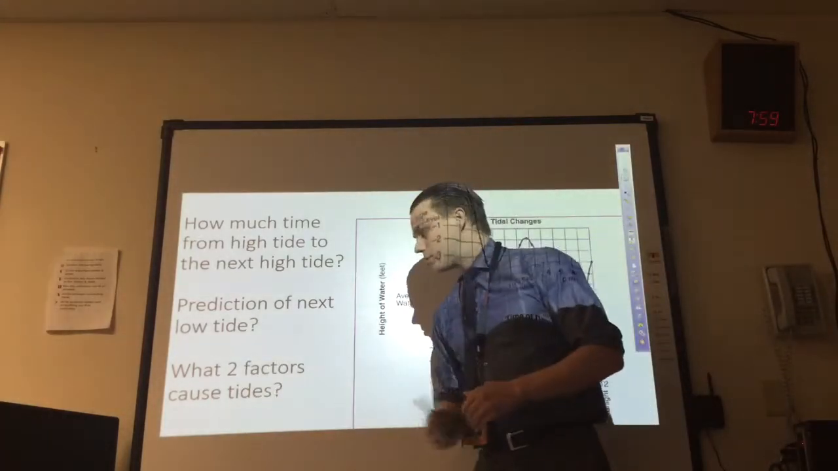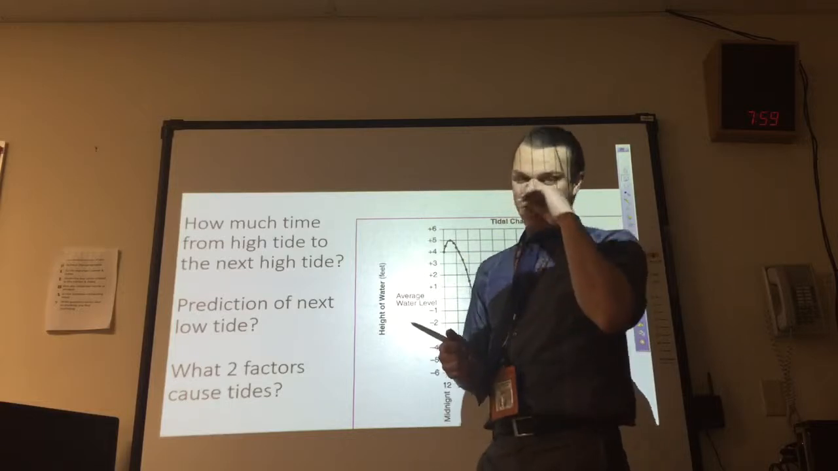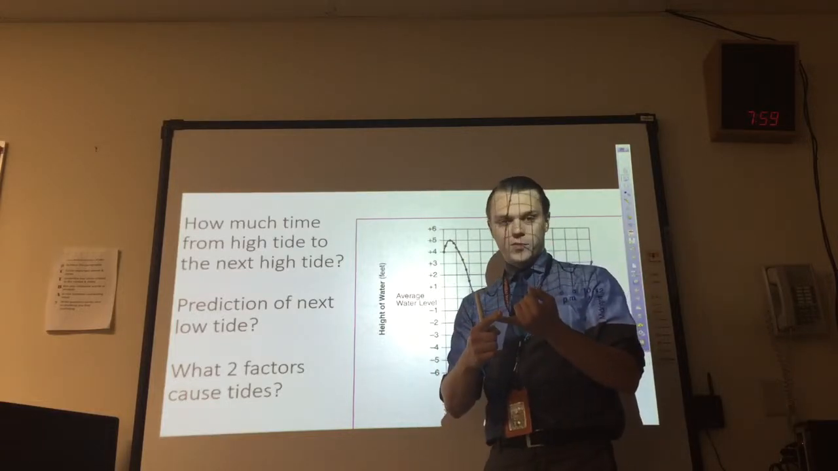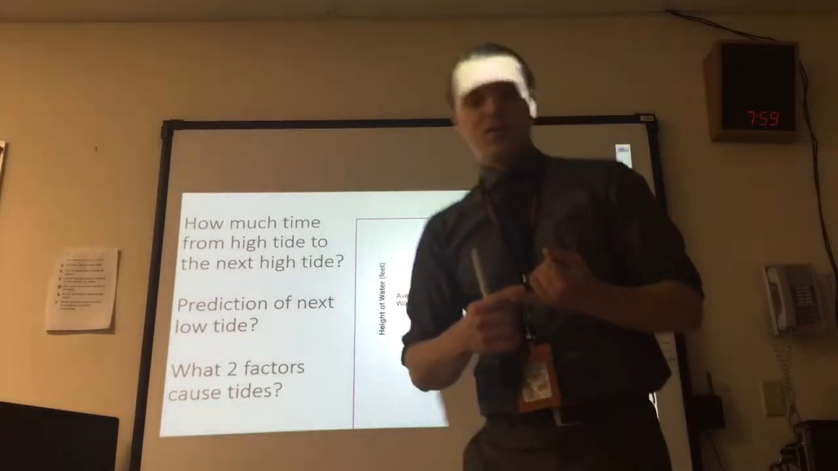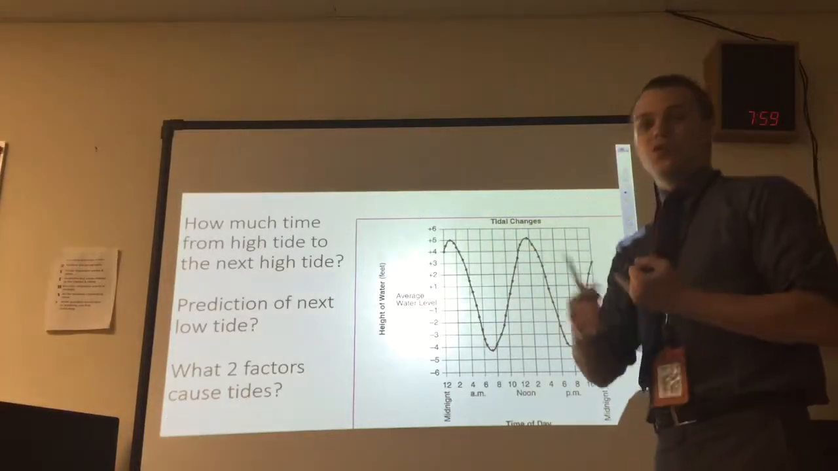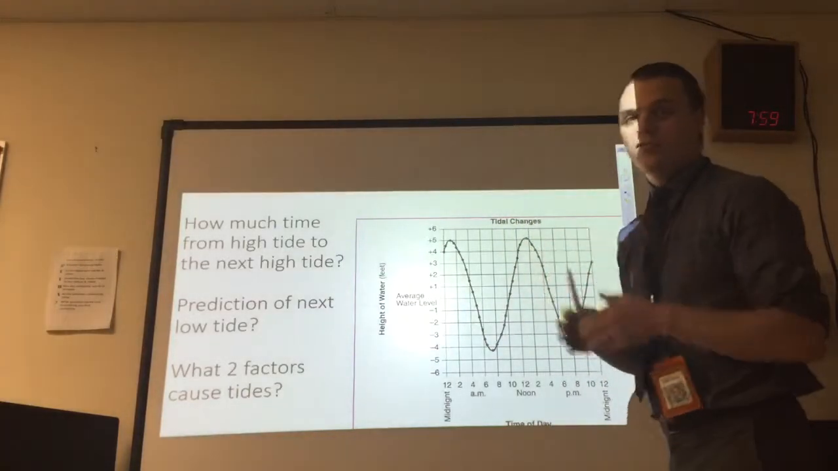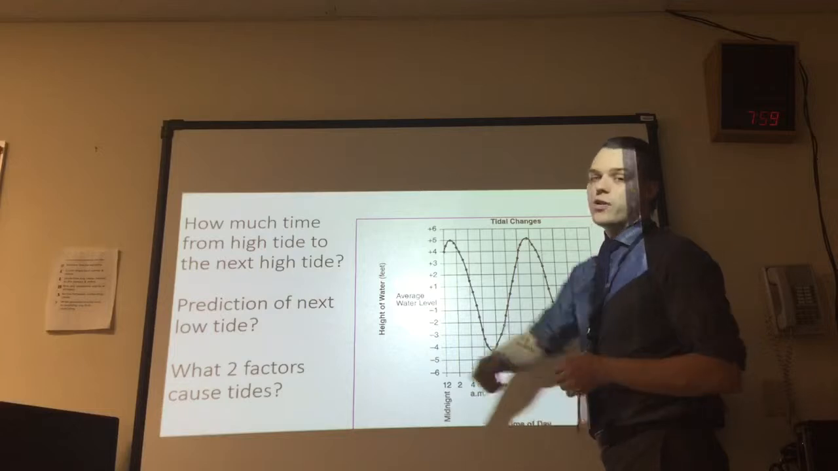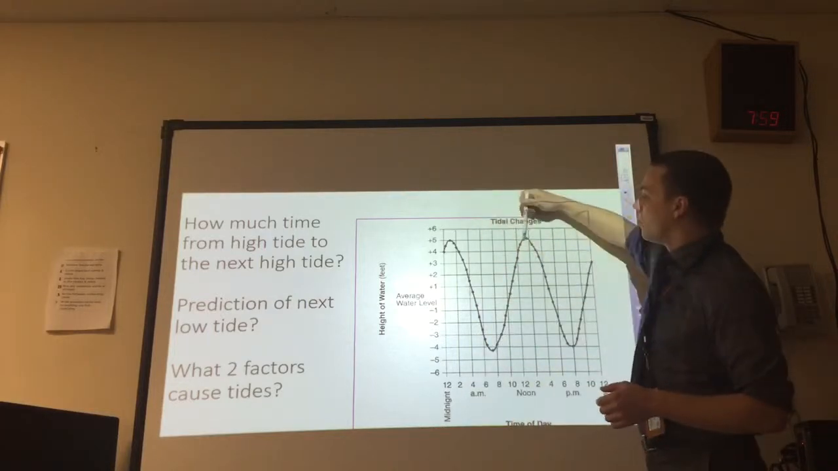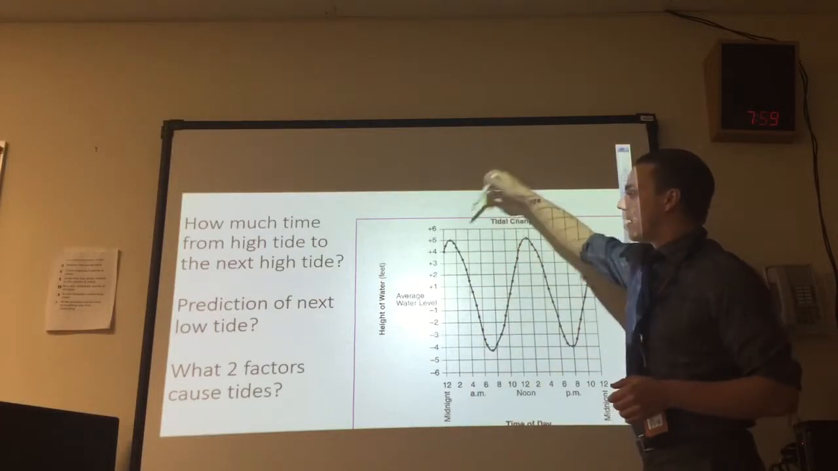What 2 factors cause tides? One is going to be the moon's gravity. They could also say the sun's gravity, but the moon is 2.2 times more effective on tides. But it's also the Earth's rotation. That's what causes the double high tide in one day.